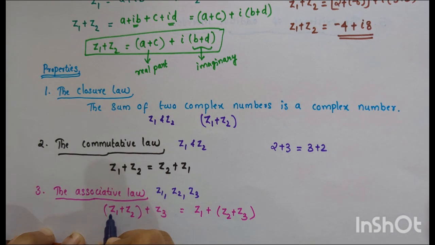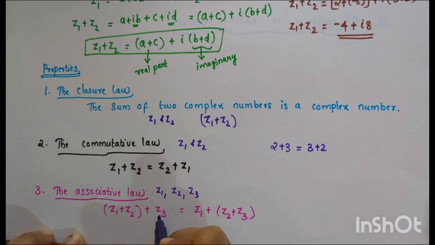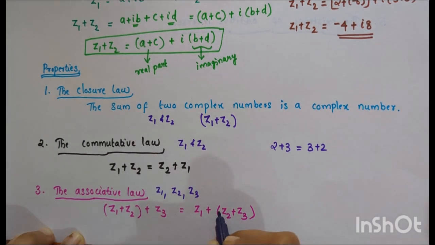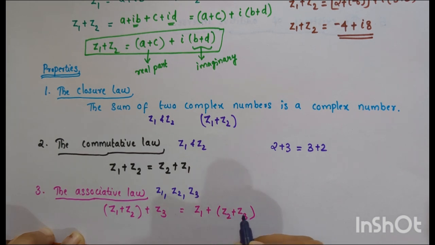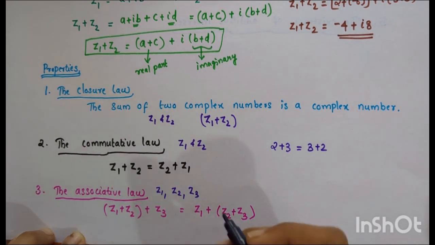That is, you can just add the first two complex numbers, then add the sum of these two with the third complex number. You will get a complex number as a result. Or you can add the second and third complex numbers together first, then their sum is added to the first complex number. That result will be the same as this.